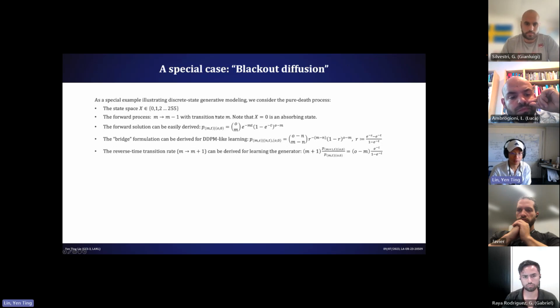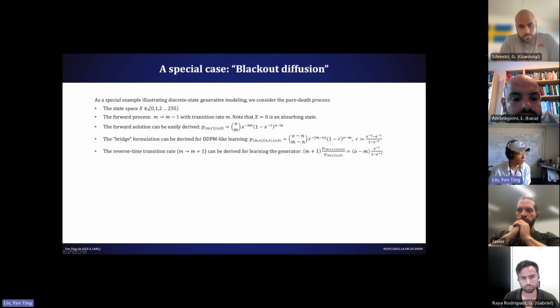And another detail is that the transition rate is proportional to the current state. So 255 goes to 254 with transition rate n. By doing so, you somehow think of each of the intensities like an independent unit. They just die with a unit rate 1.